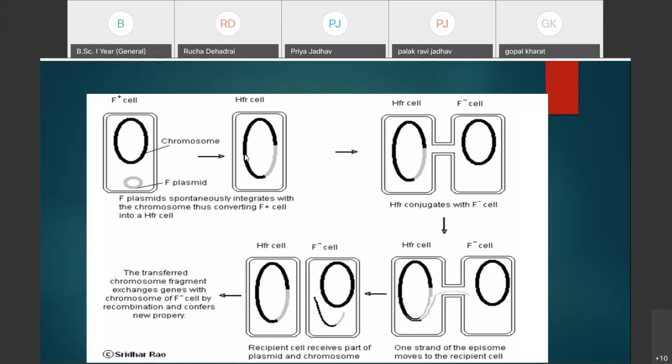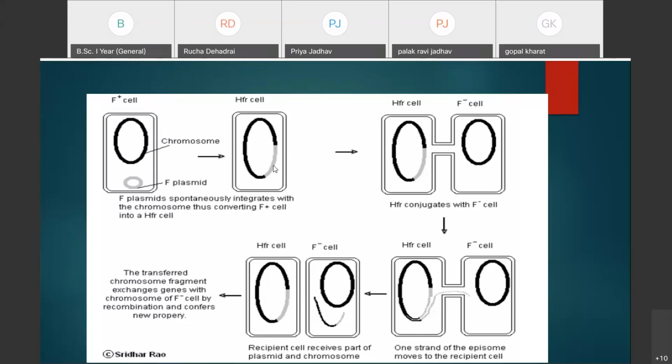Sometimes the plasmid spontaneously gets integrated with the bacterial chromosome. Here you can see the dark black colored part is the bacterial chromosome, and this light colored part is a part of the plasmid.